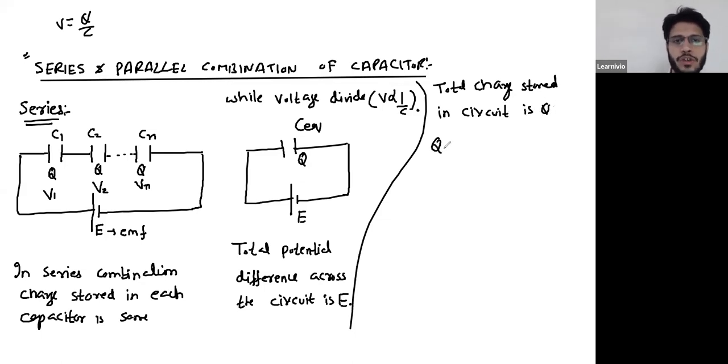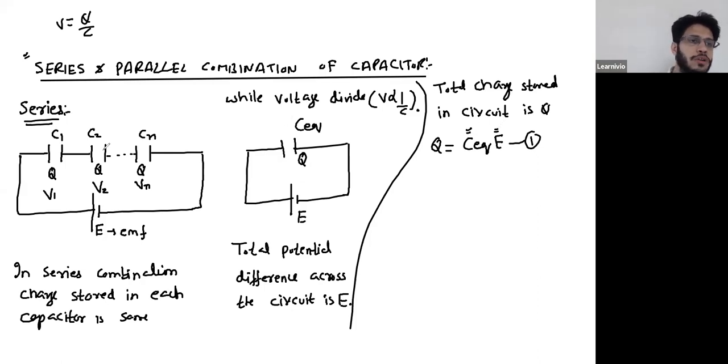We can calculate Q. Q is the product of C equivalent and EMF. This is what we did in capacitance, that charge is capacity into voltage. So the total charge stored in the circuit is the total capacity of the circuit multiplied by the total EMF of the circuit. So this is the expression of total charge Q, which is C equivalent multiplied by E.